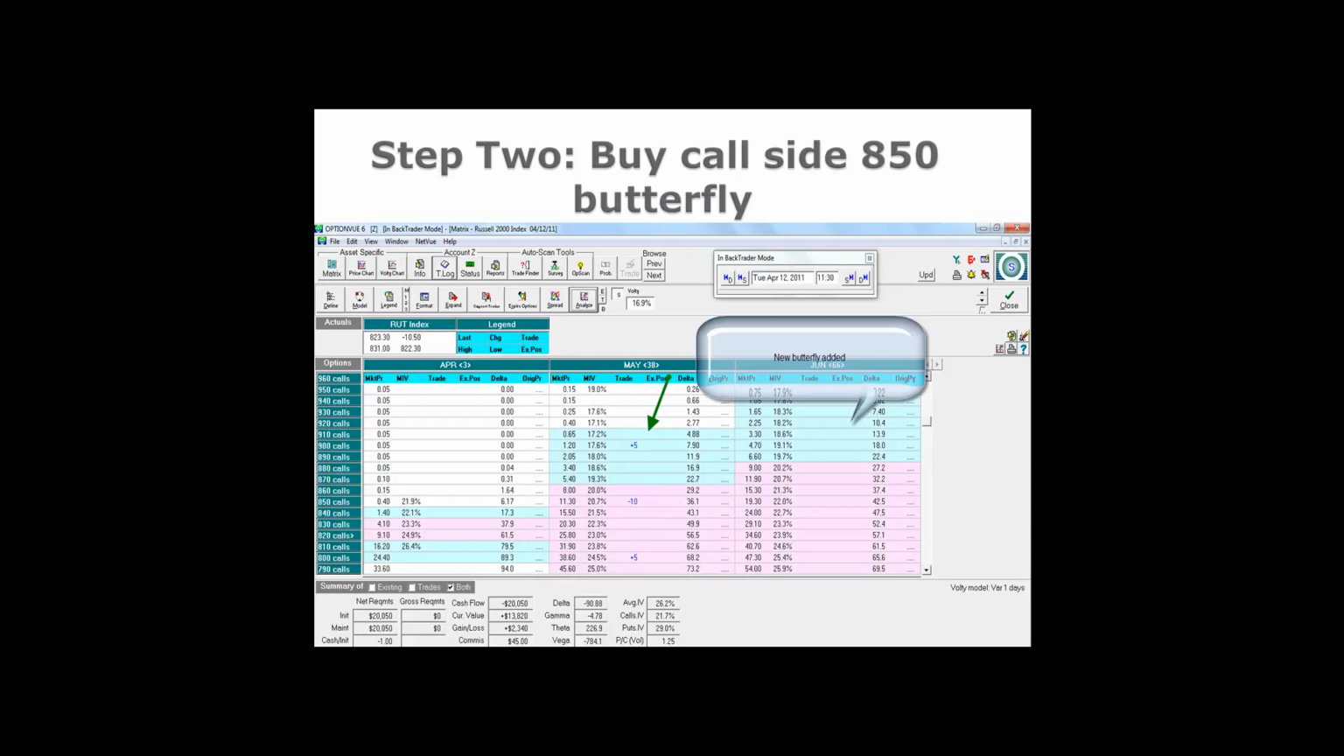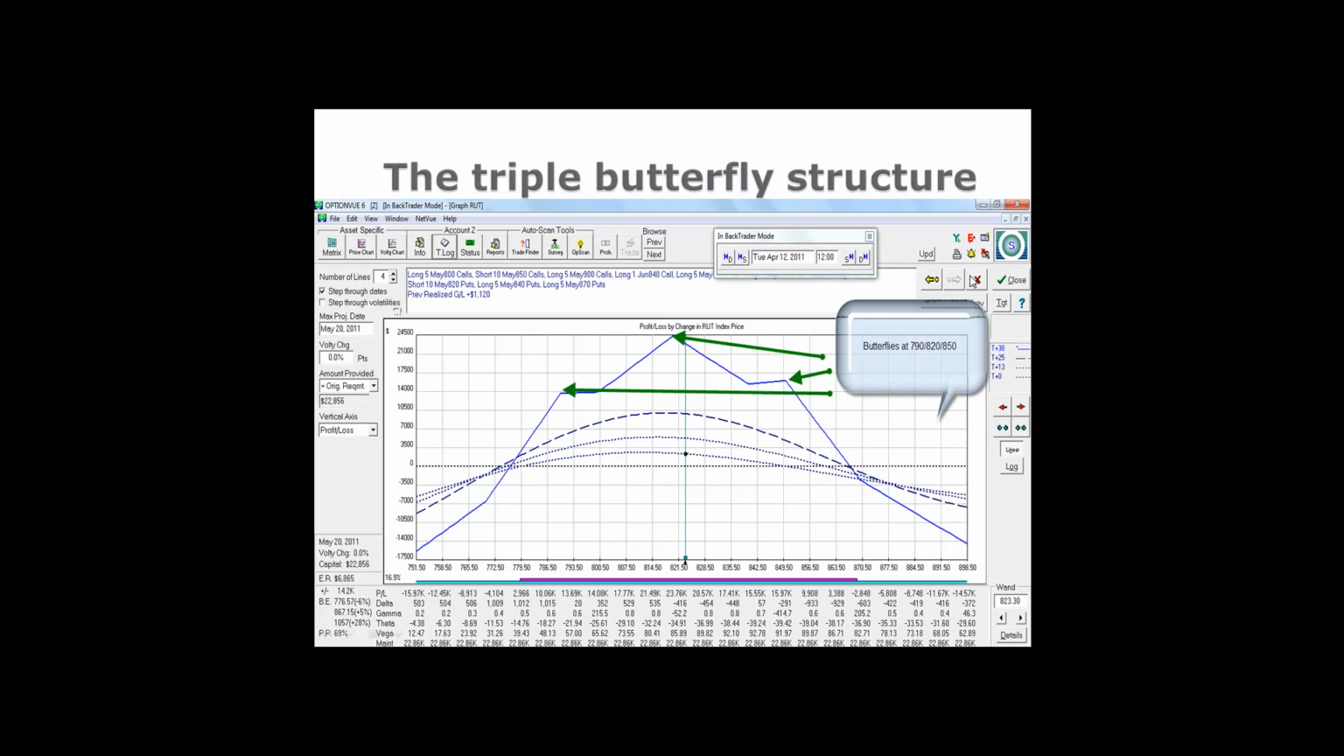Then on the call side, we're going to place a butterfly at 800, 850, and 900. In other words, an 850 butterfly. So we're going to have a butterfly at 790, at 820, and 850. So we've got the profits surrounded, we've got the market surrounded, we're up 10%.